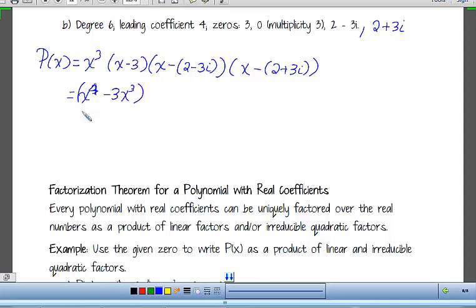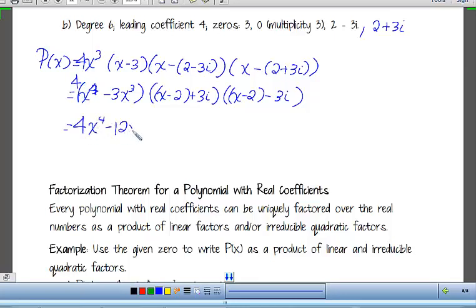And then here we're going to use our regrouping trick. So this becomes x minus 2 minus 3i and x, I'm sorry, that'll be plus 3i. And then x minus 2, this one is minus 3i. Okay, once we distribute that minus sign. And oh, let's not forget our leading coefficient of 4. And we can go ahead and call that 4x to the 4th minus 12x cubed if we want.